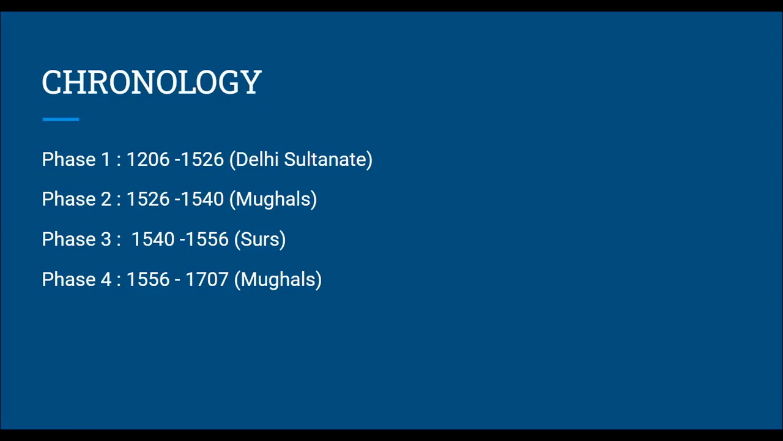And finally, once again, the comeback of Humayun. Humayun took back the Mughal throne in 1556. Then till Aurangzeb, 1707, we had the peak of the Mughal Empire. And so that is the 4th phase.